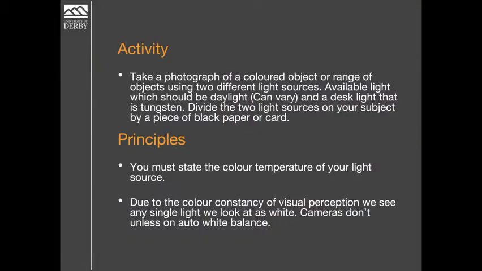Here, key thing, again, another activity that can be done at home, remote learning. Take a photograph of a colored object or range of objects using 2 different light sources: available light, which should be daylight, though it can vary with times of day, and a desk light, which is tungsten. Then divide the 2 light sources on your subject with a piece of black card or paper in between. You can just do this on one camera, the smartphone. The key thing is the importance of stating the color temperature of your light source.